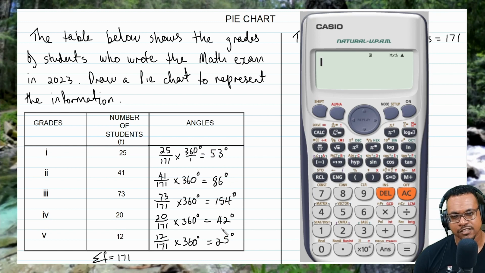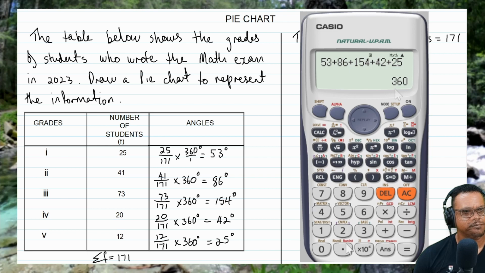If we add up all our angles, we should get 360 degrees because the total should be a full revolution, which is 360 degrees. So if I add the 53 plus the 86 plus the 154 plus the 42 plus the 25, let's see what we get. And we have our 360 degrees. Now, sometimes you may get a little less or a little more, depending on how you approximate. But here I got the exact 360 degrees. But the approximations could affect this. So don't worry yourself too much if you get like 359 point something or 360 point something.